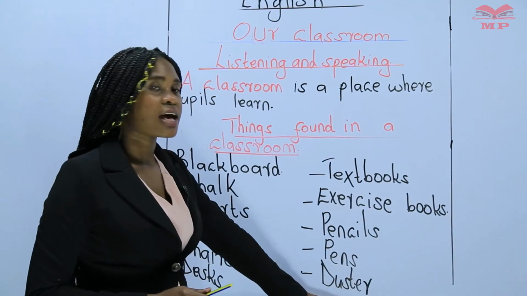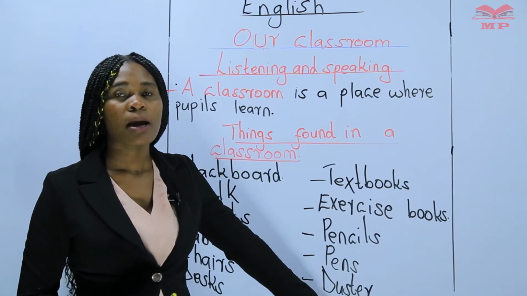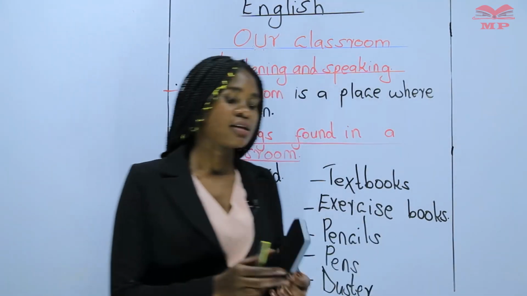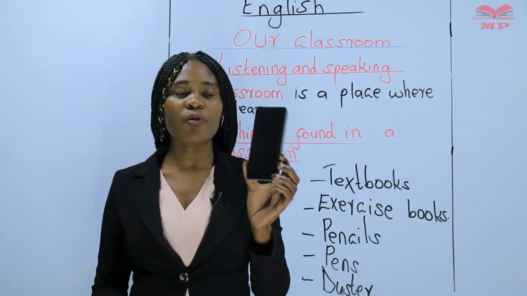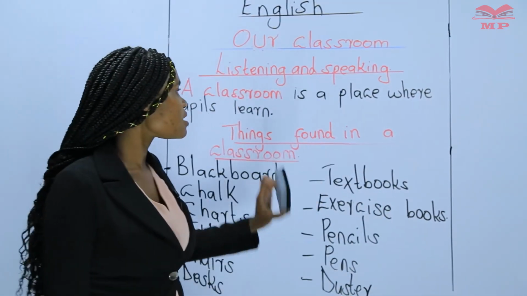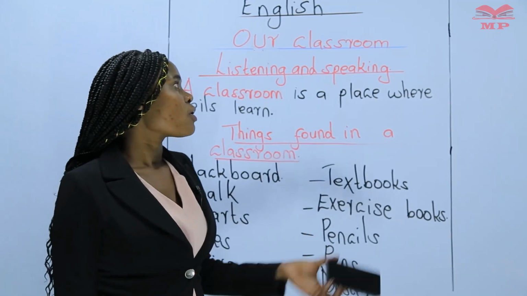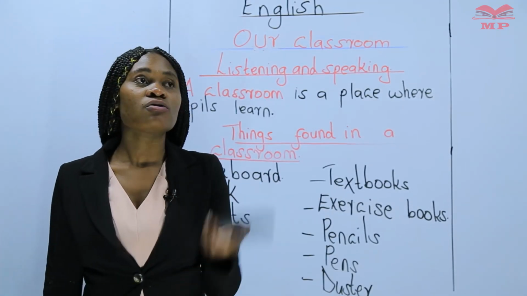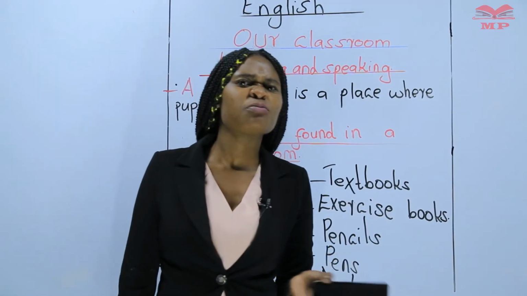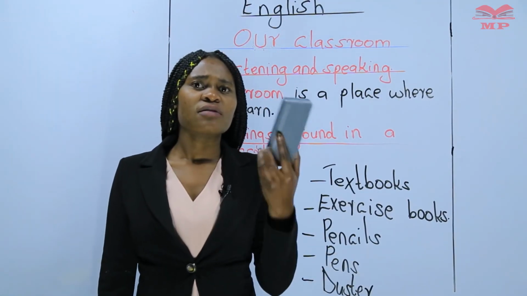Lastly, we have a duster. We use a duster to rub the board. So this is an example of a duster. We use it to rub the board. After the teacher has written, or a teacher can call out one of you to rub the board, you will use a duster. Now there are some schools that do not have dusters.